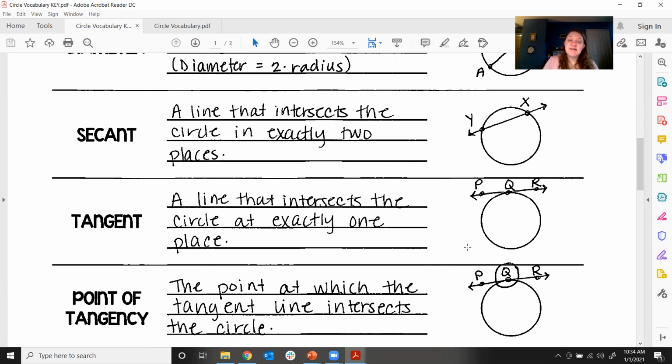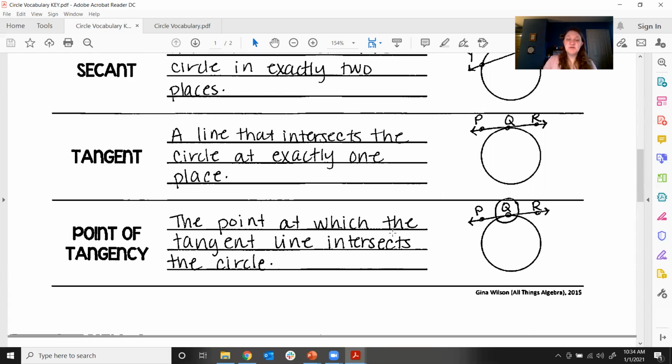You're going to hear me talk about a tangent. A tangent is a line that intersects the circle at exactly 1 place. So here, line PQR is a tangent because it's only touching the circle once. The place where that tangent touches the circle is called the point of tangency. So Q is my point of tangency because that's where the line is intersecting the circle, 1 place at point Q.